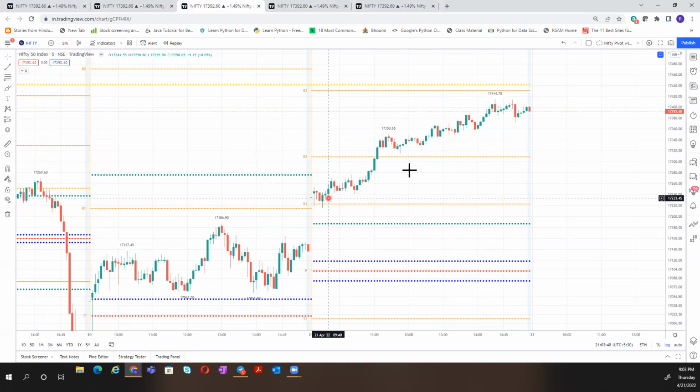Now what happens here above R1? Boom. Now this is the magic of pivots. The level will tell you where the smart money will enter, when the breakout will happen. Now watch this.